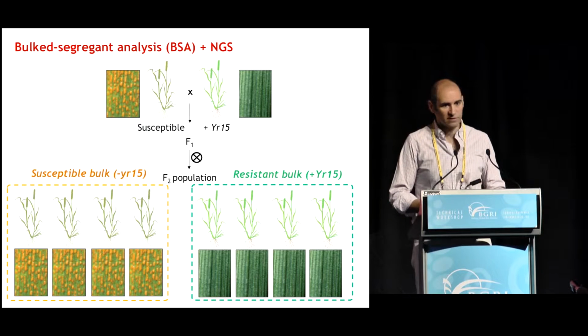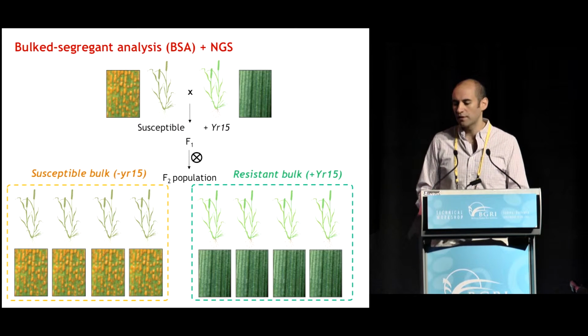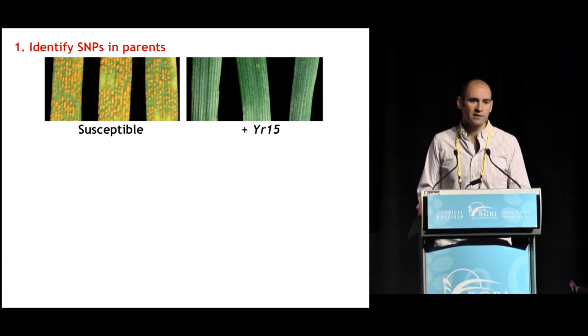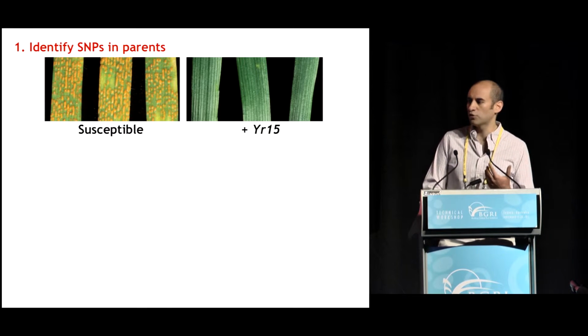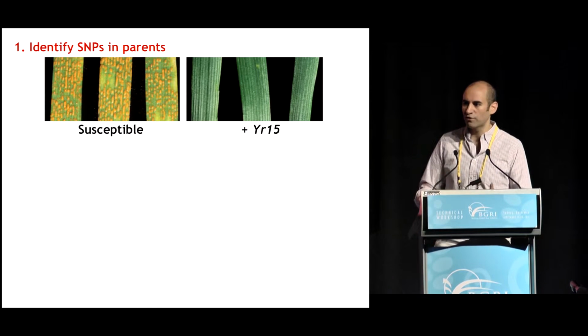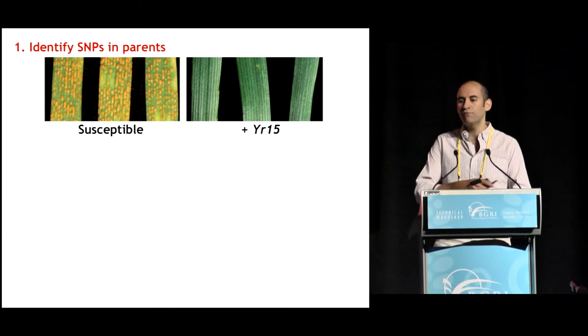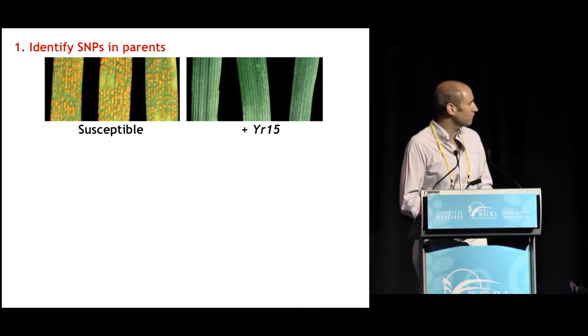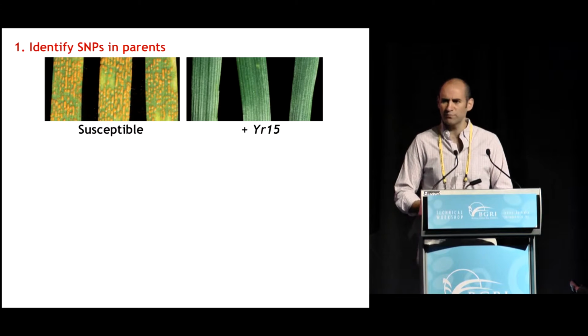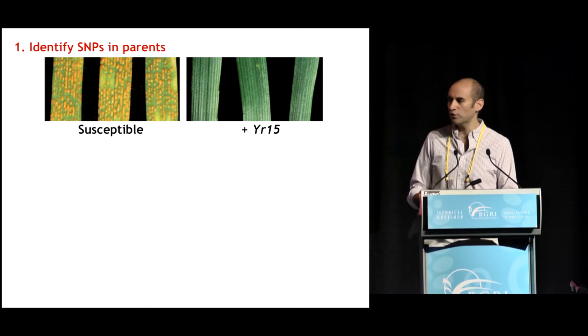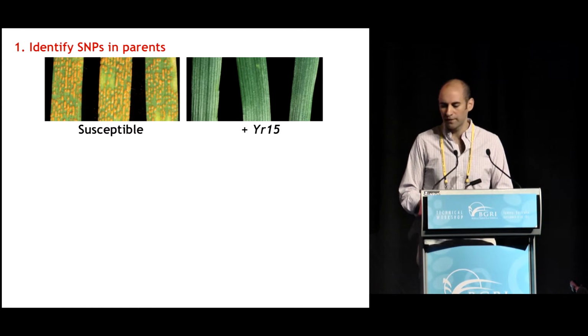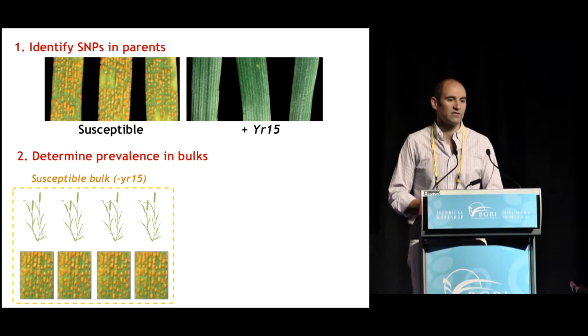So the way we do this is very simple. We take the parents and we first sequence the RNA. This is not a hugely costly experiment to do because we can get the RNA, there's lots of it, and we don't need to find every SNP in the genome. We want to find enough SNPs to allow us to do mapping. So you can take the parents, find SNPs between the parents, and once we find these polymorphisms, we ask a very simple question. We sequence the susceptible bulk and we sequence the resistant bulk.